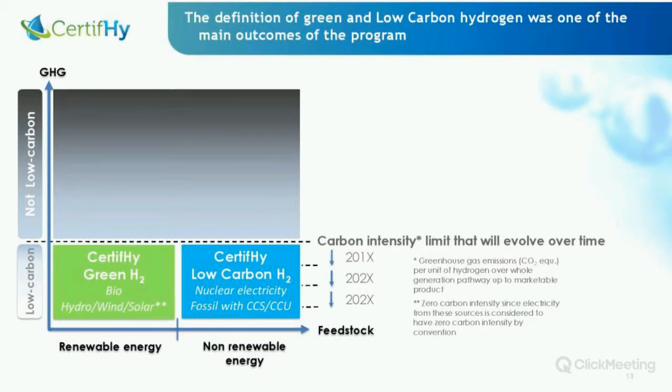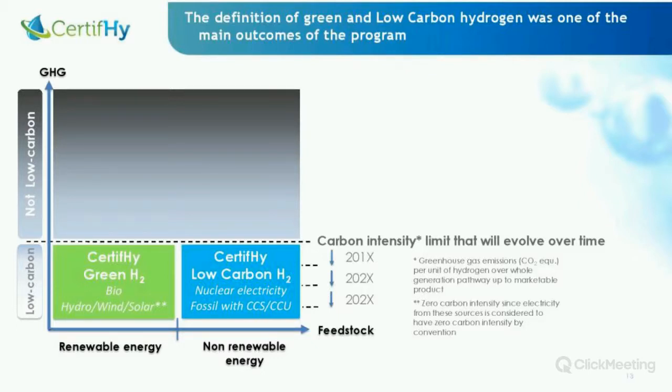Okay. That carbon intensity is 60% lower than the benchmark, and the benchmark process is steam methane reforming of natural gas. So we're doing 60% better than the benchmark process.